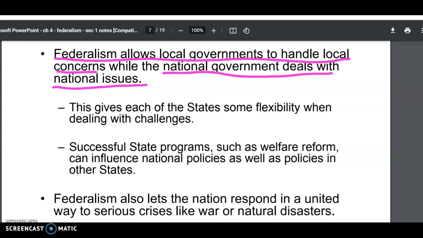The other big thing is that federalism lets the nation respond in a united way to serious crises like war or natural disasters. So that's an important part of federalism, being able to respond as the federal government when there's a natural disaster that occurs maybe only in a certain state.